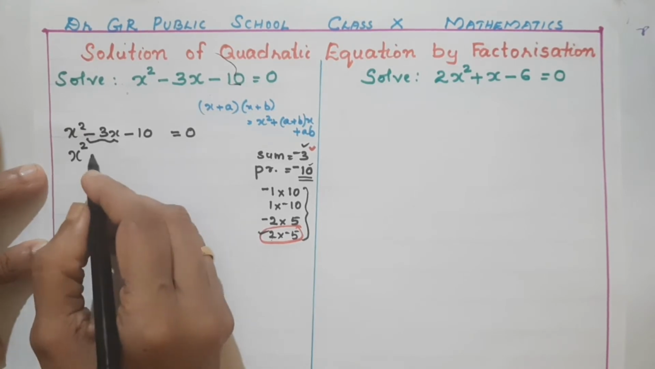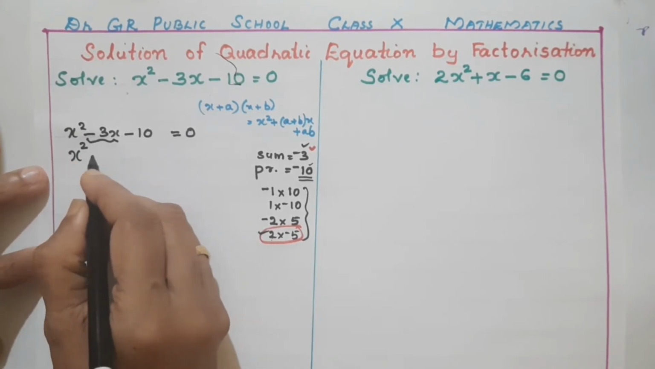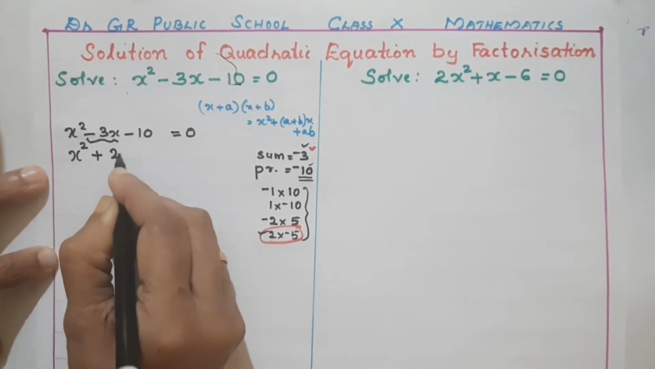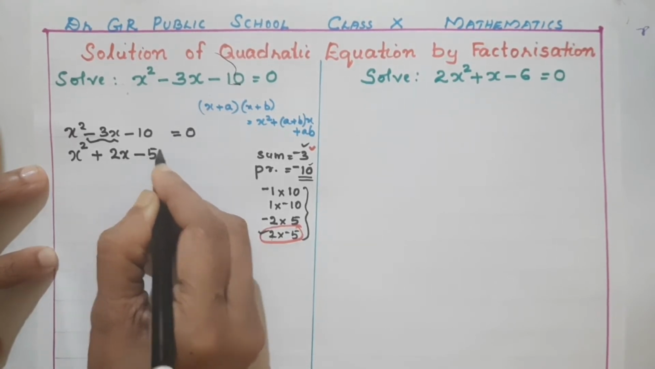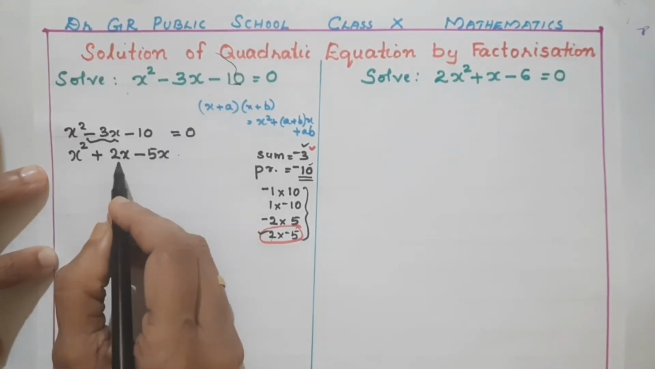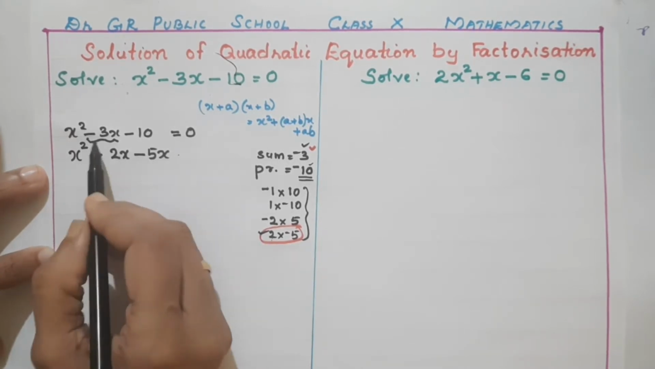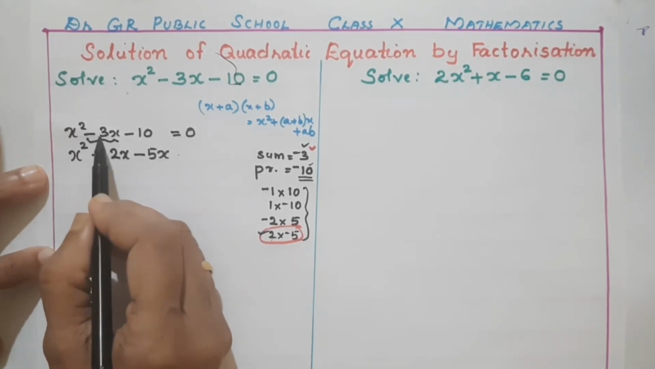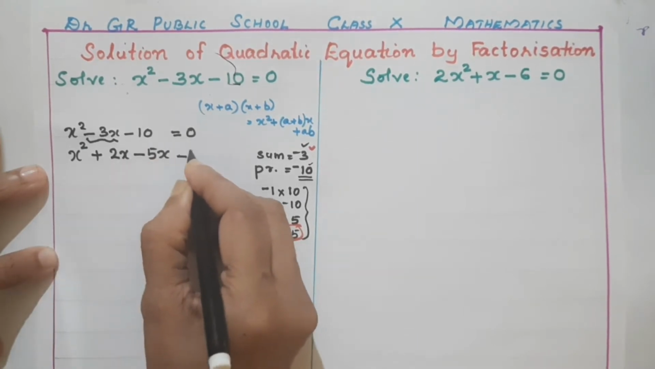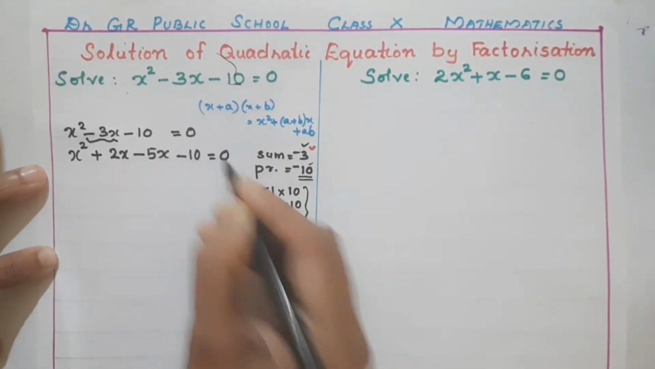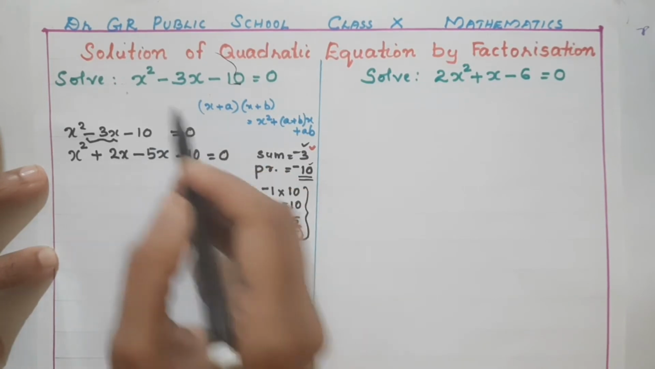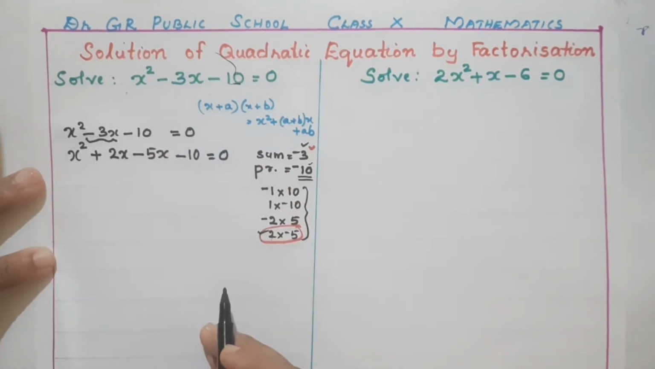Minus 3x can be written as plus 2x minus 5x. The variable also we have to consider. Okay, plus 2 minus 5, finally it will be minus 3. Then minus 10 equal to 0. Here we are putting 0 because we have an equation.